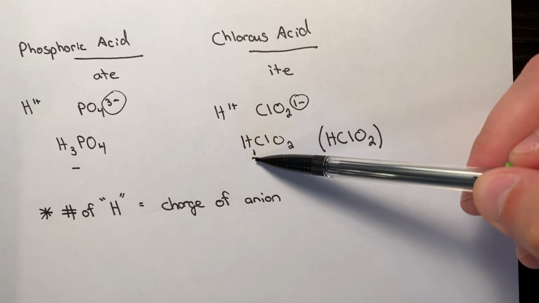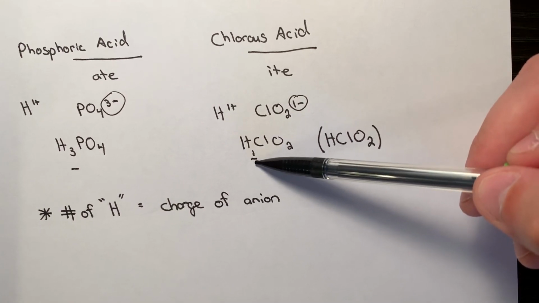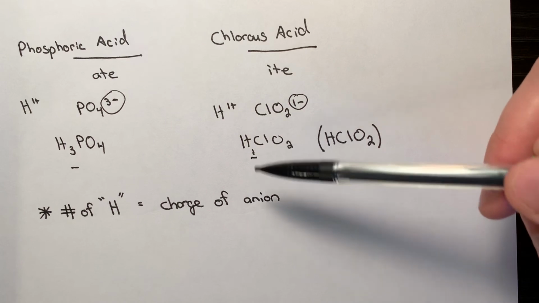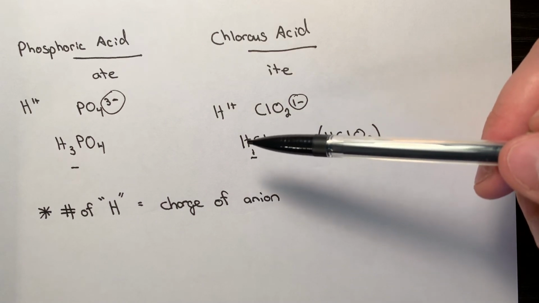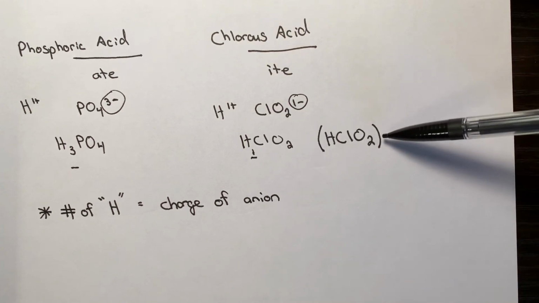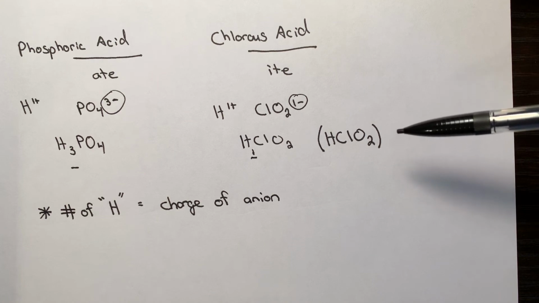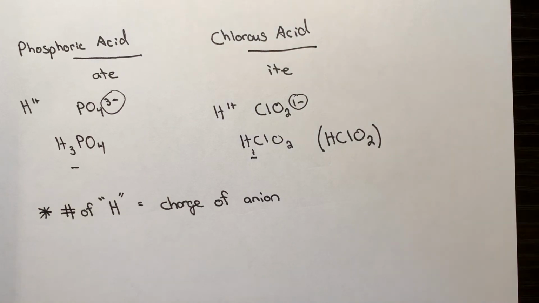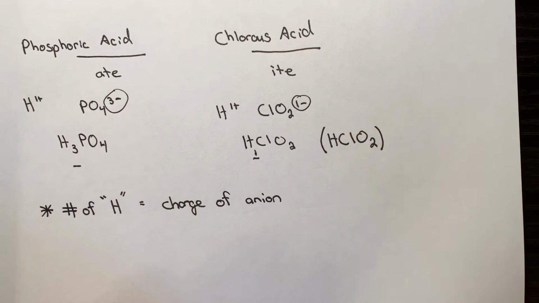When writing compound formulas, we're never going to have a subscript of 1. We have 1, but we don't write it in. It's assumed. So we'd write the formula as just HClO2. Okay? And that takes care of acids.